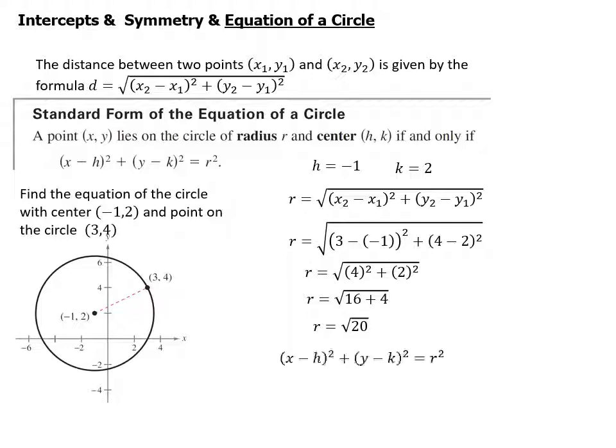So if I plug it into the equation of the circle, we get x plus 1, because x minus a negative 1 is x plus 1, squared, plus (y minus 2) squared equals the square root of 20 squared. The square root squared cancels. And so we have (x plus 1) squared plus (y minus 2) squared equals 20.